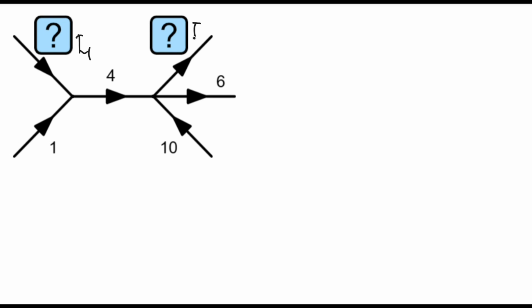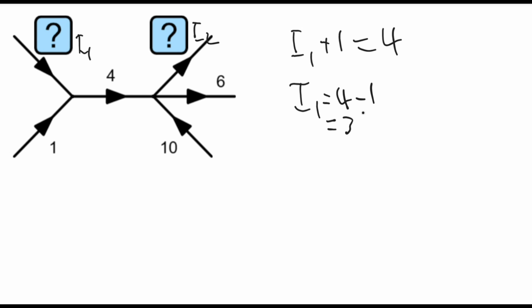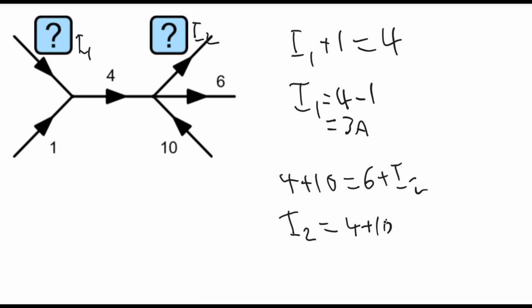An example of this is here, where you've got two unknowns in a circuit, and you know all the other directions and currents. So here, I1 plus 1 is equal to 4, therefore 4 minus 1 is 3, and I1 is equal to 3. Now on the next one, 4 plus 10 is equal to 6 plus I2, therefore I2 must equal 8. And there is KCL.